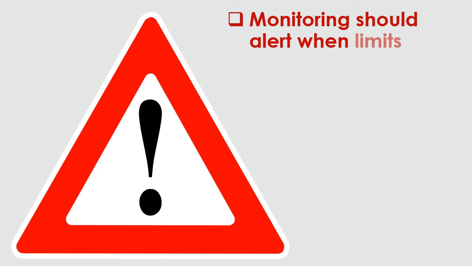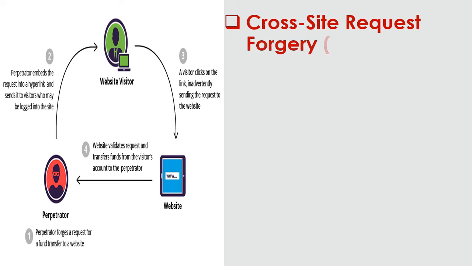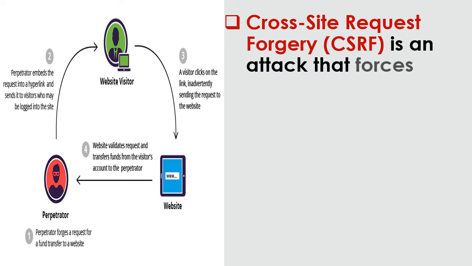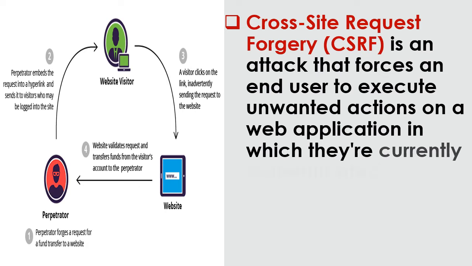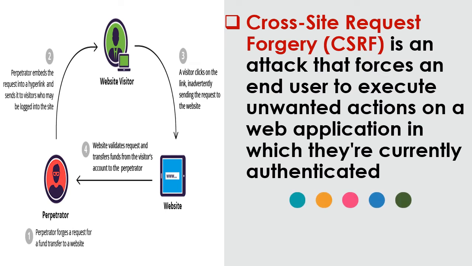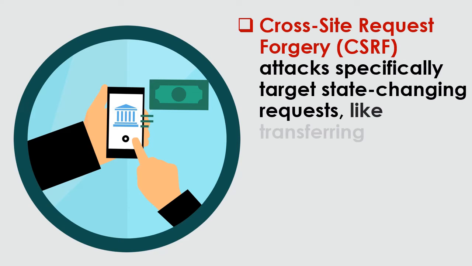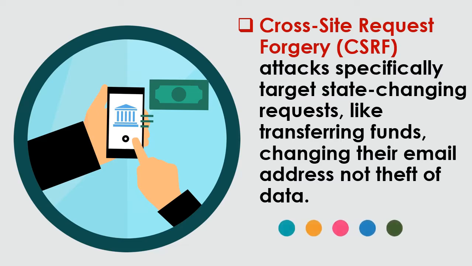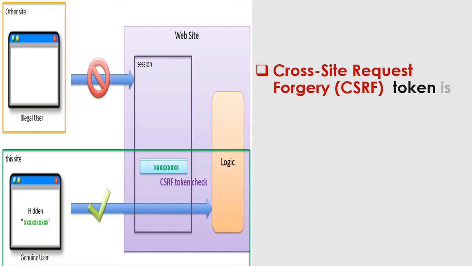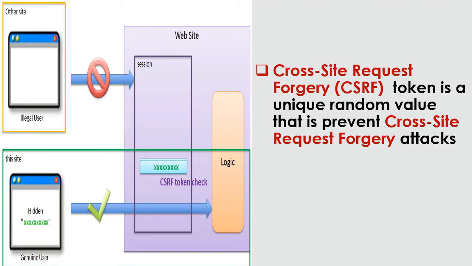Monitoring should alert when limits are exceeded. Cross-site request forgery, CSRF, is an attack that forces an end user to execute unwanted actions on a web application in which they're currently authenticated. CSRF attacks specifically target state-changing requests, like transferring funds or changing an email address, not theft of data. A CSRF token is a unique random value that prevents cross-site request forgery attacks.